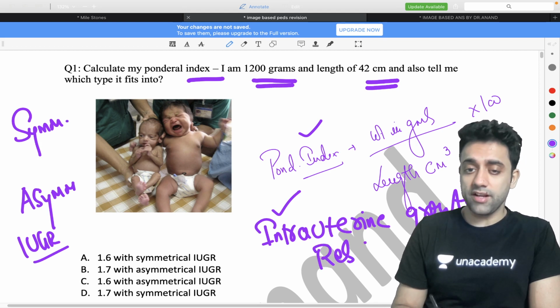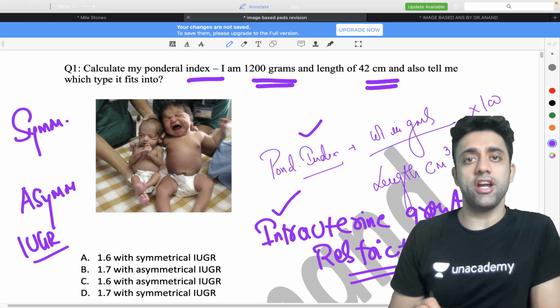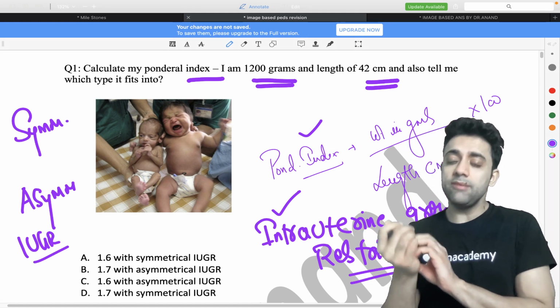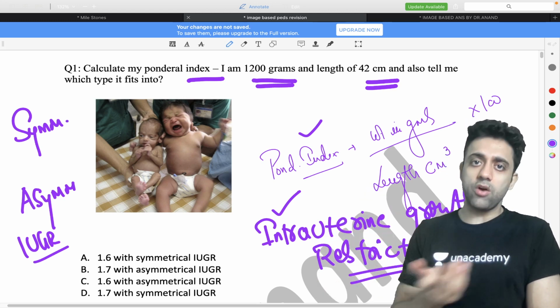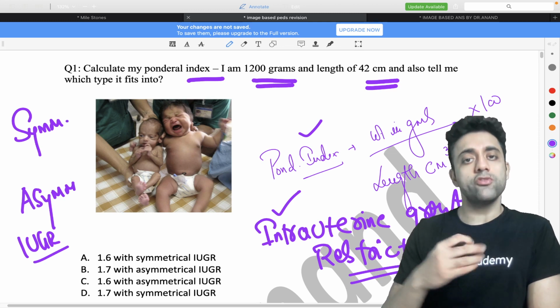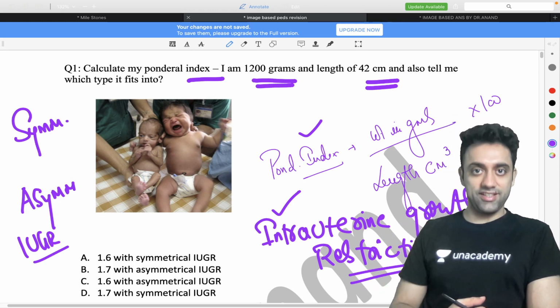Please remember, it is not retardation, it is restriction. Intrauterine growth restriction. Baby's growth is restricted intrauterine. Why? Because mother's hemoglobin was 4. If there is maternal anemia, if the mother's Hb is 4, how can she give the nutrients to the baby? So because of maternal anemia, because of some uteroplacental insufficiencies, yes or no?